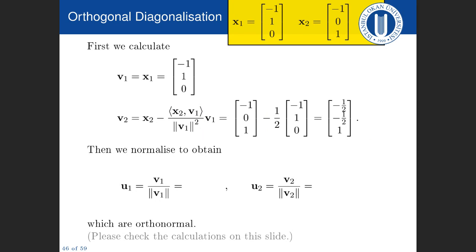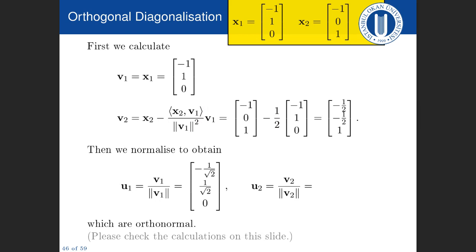Then we want to normalize these vectors to obtain unit vectors. The norm of V1 is root 2, so V1 divided by the norm of V1 is minus 1 over root 2, 1 over root 2, 0. And the norm of V2 is going to be root 6 over 2. So U2, V2 divided by the norm of V2, is minus 1 over root 6, minus 1 over root 6, 2 over root 6.